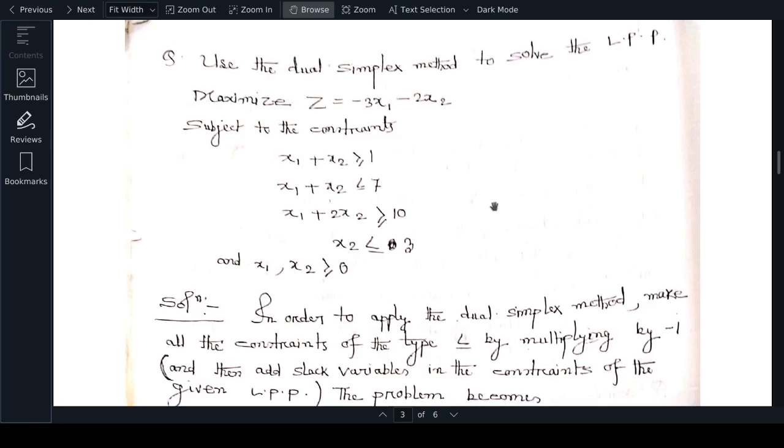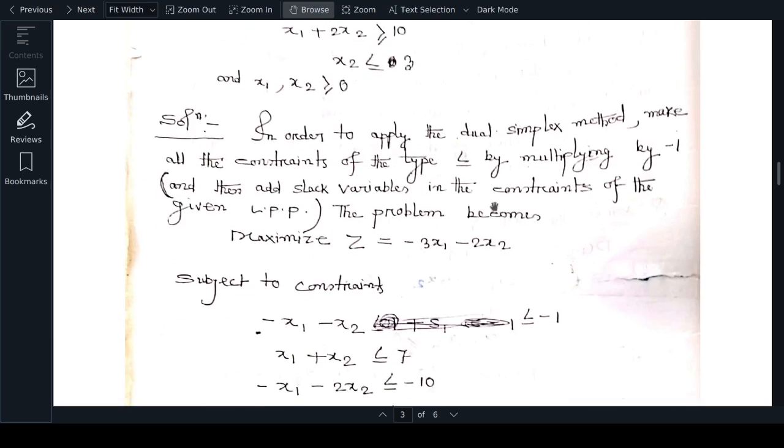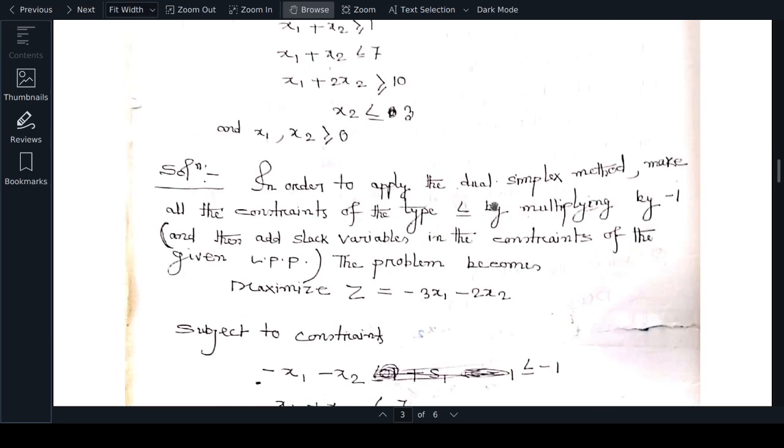So what is the first step? First check whether our objective function is maximization or minimization. If maximization, then no problem. If minimization, then we convert it into maximization. Our given problem is maximization, so we will not change it; it remains the same.